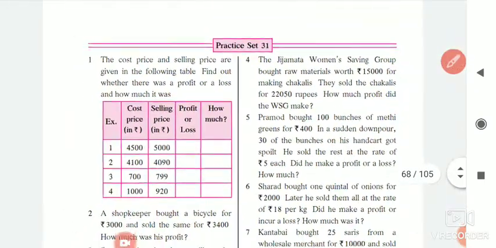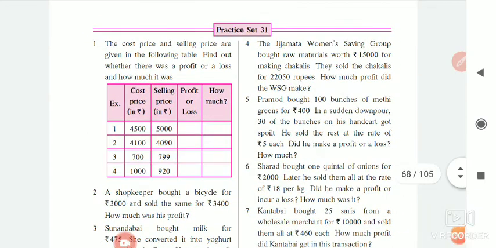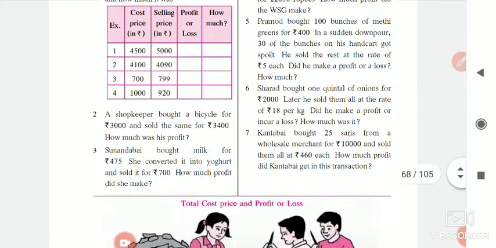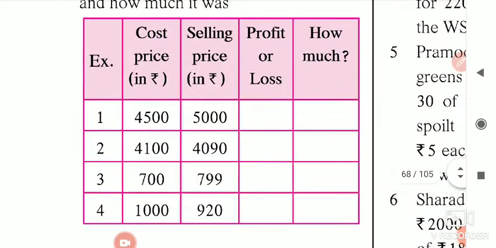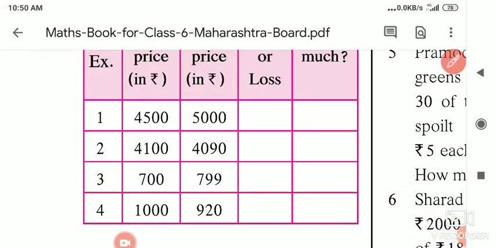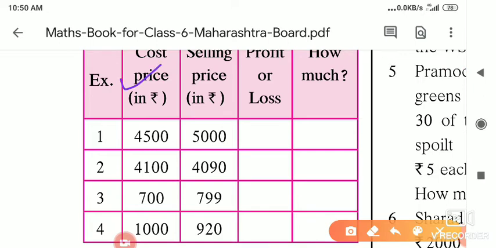Okay, so here the practice set is given. In this practice set, I am going to show you how to solve this box, and the remaining examples you have to solve today. First of all, now this box is given. In the first column, cost price is given. In the second column, selling price is given. We have to identify whether there is profit or loss, and how much, and note that down here. So first of all, CP is how much here? 4,500.